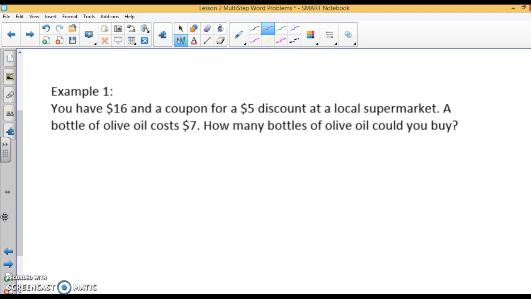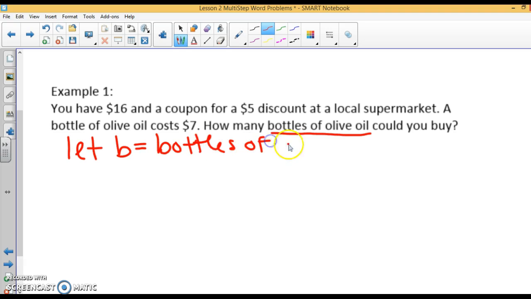So when we're doing word problems and writing equations, we always want to define a variable first, what we're looking for. So in this case, we're looking for how many bottles of olive oil you could buy. So I'm going to actually say let B equal bottles of olive oil.